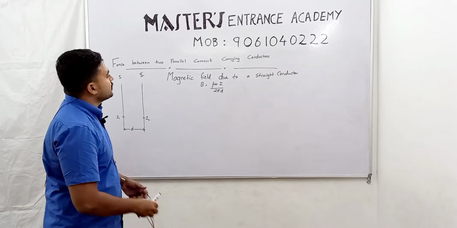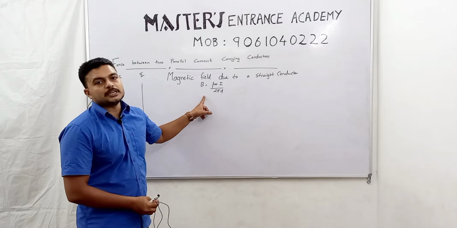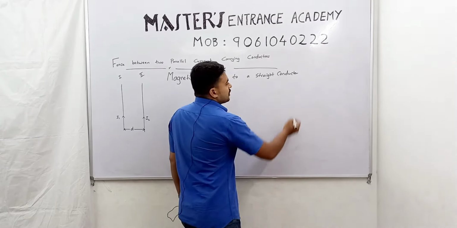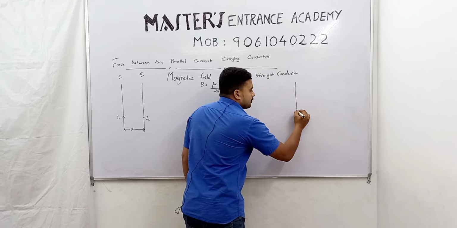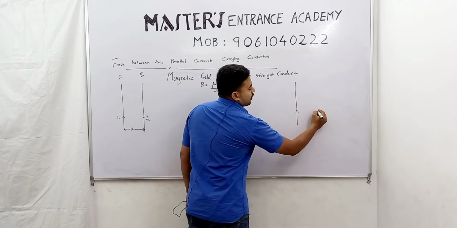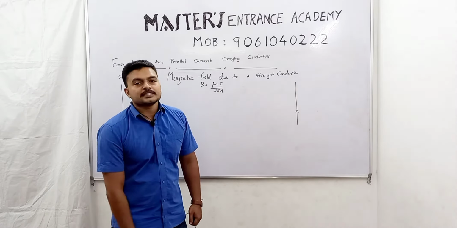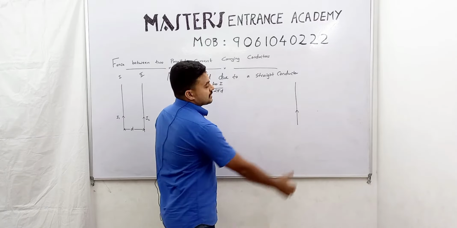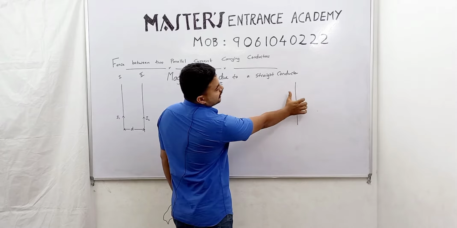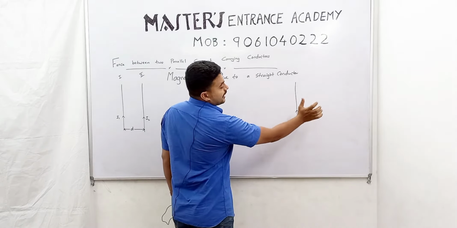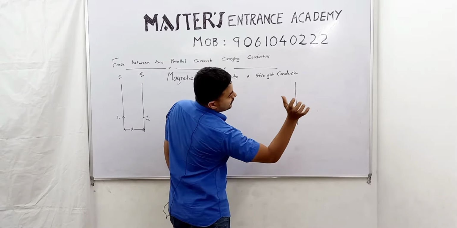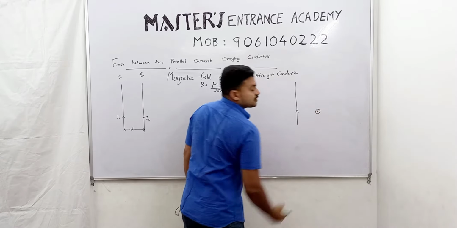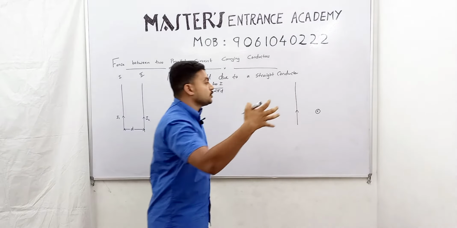See, the magnetic field due to a straight conductor is given by B is equal to mu naught I by 2 pi d. We'll explain how it is. If this is a conductor carrying current I amperes in this direction, at this point there is a magnetic field. It is given by the right hand thumb rule. If this is placed like this, the thumb represents the direction of current and the direction of the curled fingers represents the direction of the magnetic field. So here the magnetic field is into the board, so we have to represent a cross. That means the magnetic field is into the board.